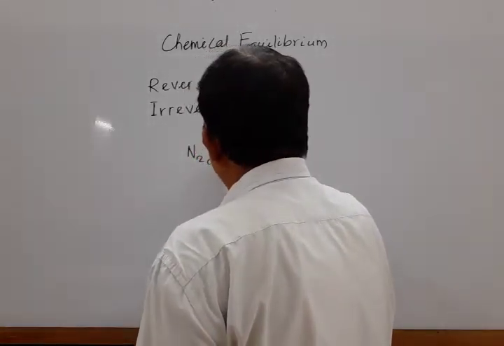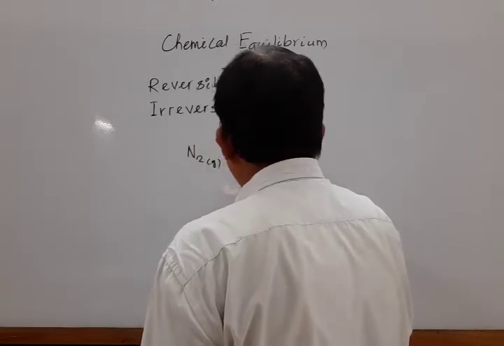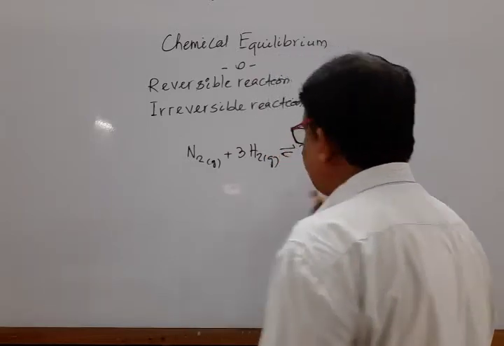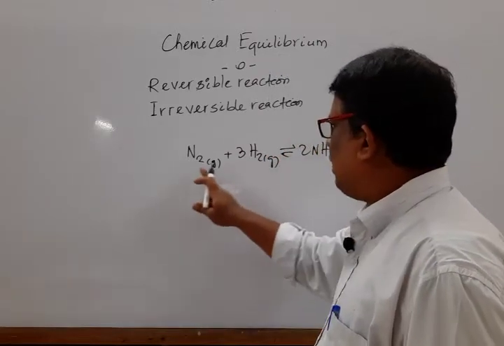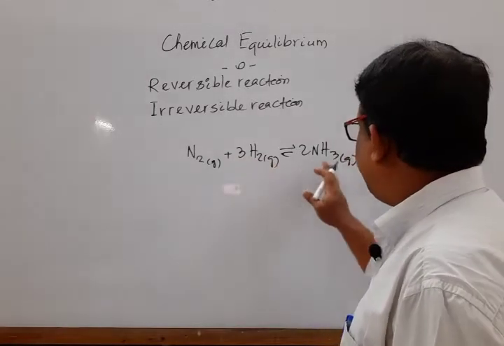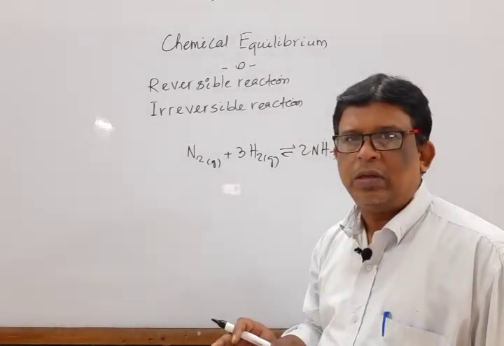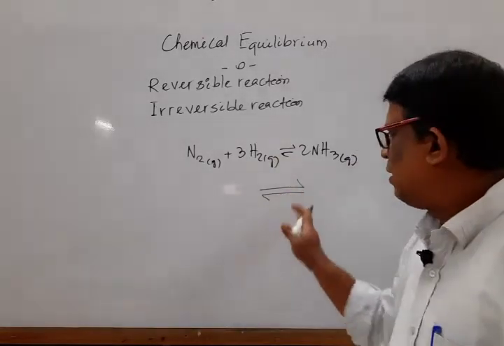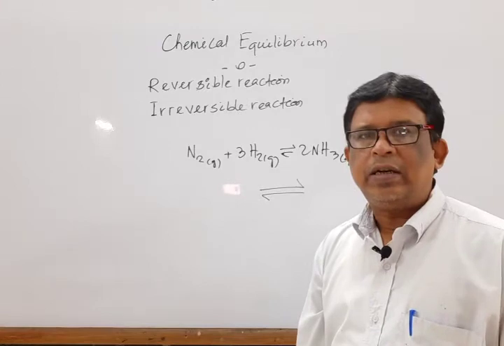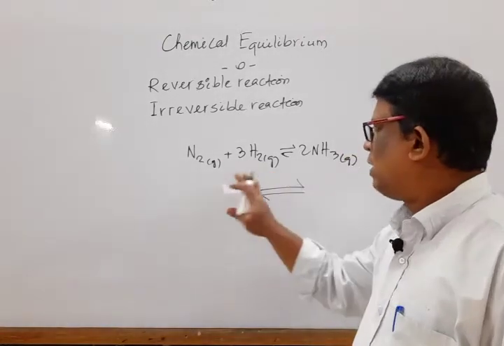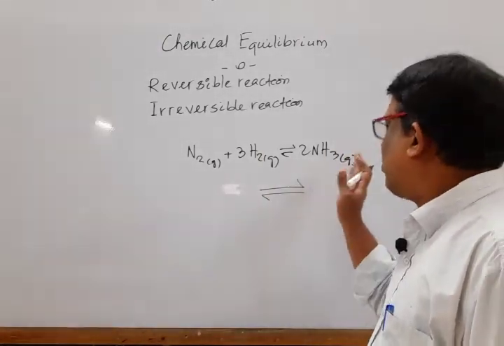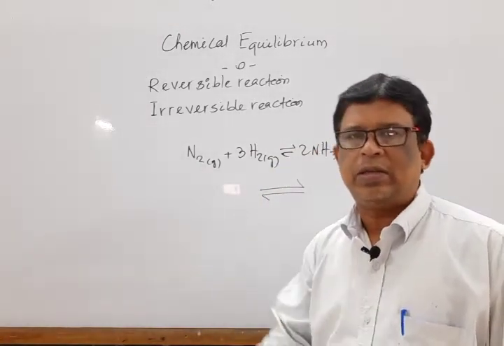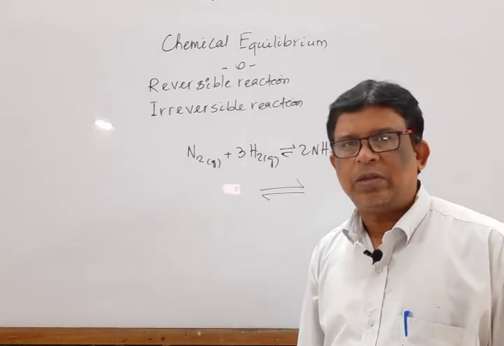For example, mark that. N2 gas plus 3H2 gas give rise to 2NH3 gas. Here nitrogen and hydrogen are considered the reactant and ammonia is the product. And in between, mark that, a two opposite arrow-headed sign is there. It indicates that both reactions proceed. That means the reactant moves forward to product, and the product also decomposes to reactant. That means the reaction proceeds in both directions. Then it is known as a reversible reaction.